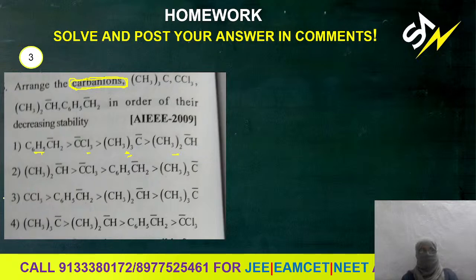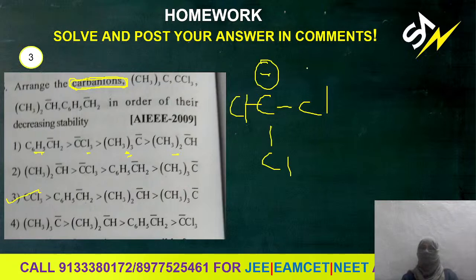I think the answer is going to be the third one, because you see here in this case CCl3 carbon is attached to 3 chlorines. I already told you that for a negative charge we want electron withdrawing groups. There are 3 withdrawing groups attached. That means this will definitely be the most stable. And you can see that here phenyl group is attached. Phenyl group is somewhat less withdrawing. This is also a withdrawing group, but there are 3 withdrawing groups attached here, and this is 1 withdrawing group attached.